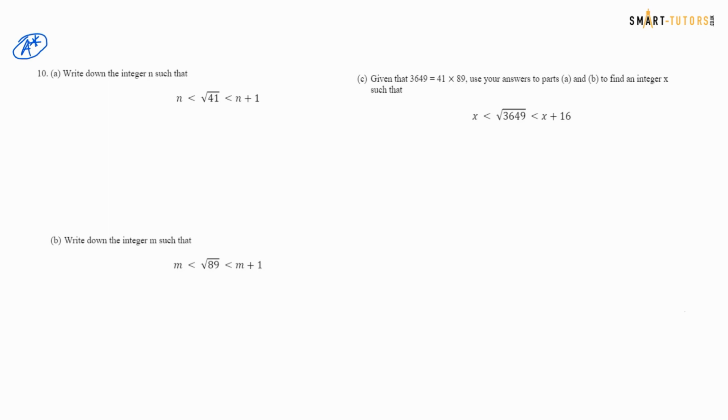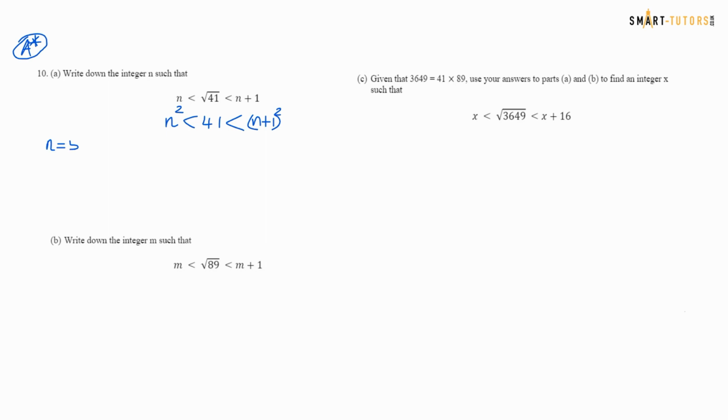So write down the integer value of this one. So I'm going to square everywhere. So this is going to be n squared less than 41 and less than n plus 1 whole thing squared. Now you need to think about the n value as a trial and error method.